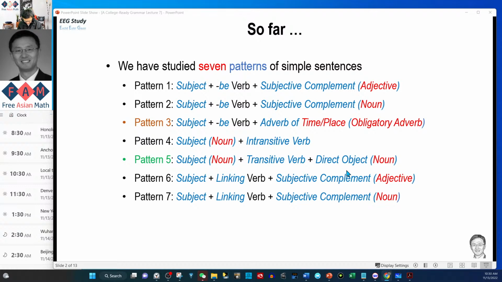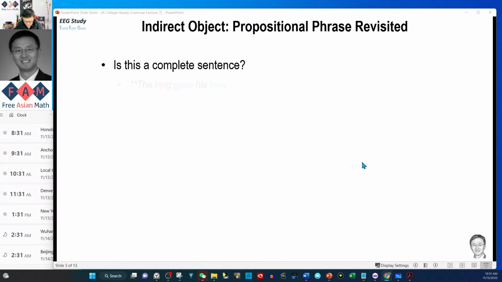What are the complements for? It would be this number 5. And we say number 5 is perhaps the most important pattern in English sentences. That's the SVO structure. And this is unique because among those 7 patterns, only number 5 has a second noun element, which is an object, and that object belongs to the transitive verb. So we will see how we need something to complete the idea about the object instead of the subject.